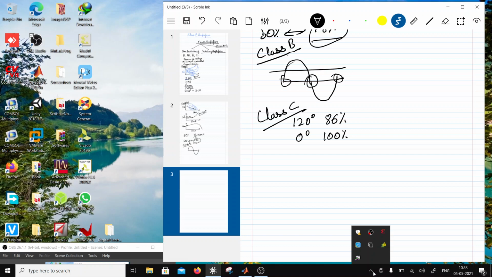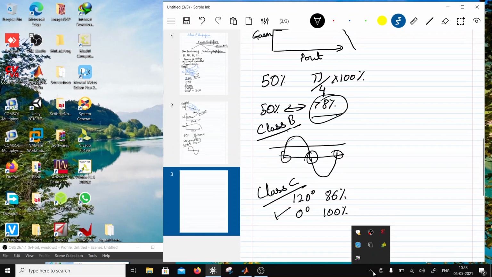So that's a hypothetical case, where efficiency is at 100%, but then you are not swinging in the active region, so you are not delivering power. So in that case, for a class C amplifier at, let's say, a typical 180 degrees, efficiency is around 86%. Conduction angle is 120 degrees.